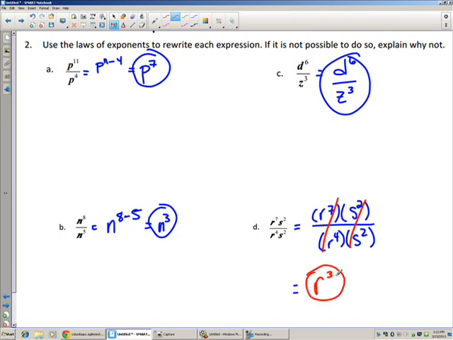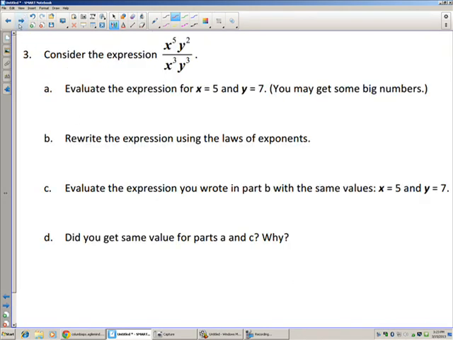Moving on. Okay, so we have to consider this big expression and figure out what's going on. We have to evaluate the expression for x to the 5th power and y to the 7th power. Excuse me, I'm going to grab a calculator because I know that's going to be some big calculation. And we're back. So evaluate the expression for x equals 5 and y equals 7.